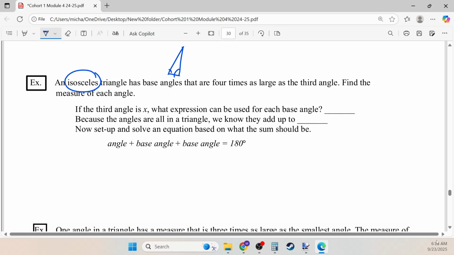An isosceles triangle has base angles that are 4 times as large as the third angle. So, if the third angle is x, that means the base angle is 4 times x, and they all add up to 180 degrees. So we have x is one of the angles, and the base angles are the 2 angles that are the same in the isosceles triangle. One of them is 4x, the other one is also 4x, and they add up to 180. Means that 9x equals 180, and x equals 20 degrees.